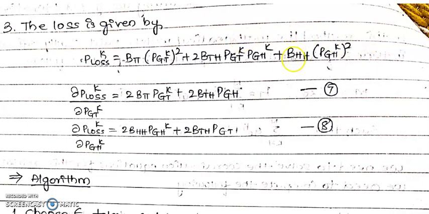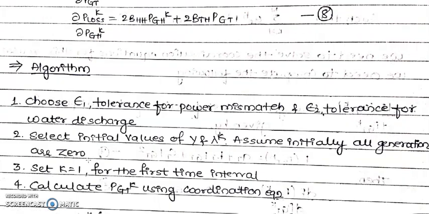The complete BHH term will vanish here. Then if you consider the partial differentiation with respect to the hydro power plant, the equation will be 2 BHH of PGH raised to K plus 2 BTH of PGT raised to K. The BTT term will vanish in this second equation, that is equation number 8.